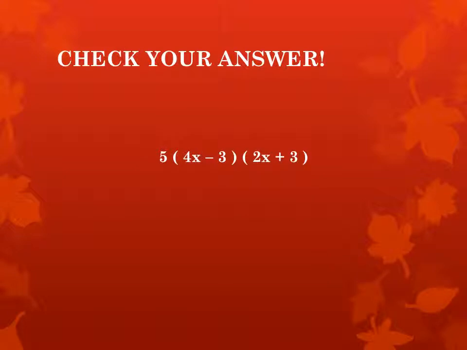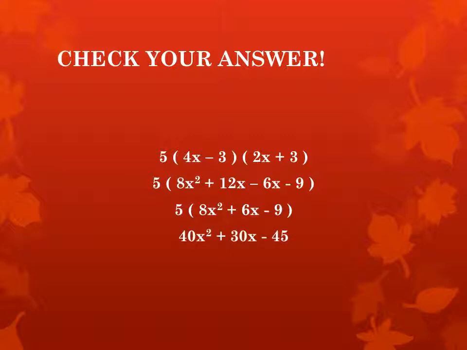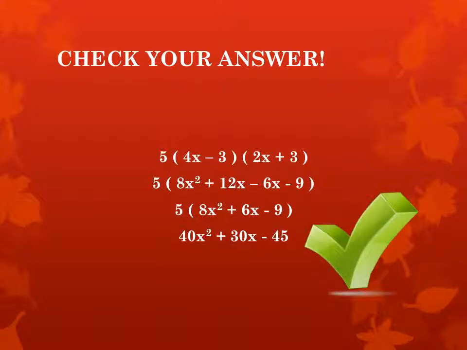Don't forget to check your work. So we begin with 5 times 4x minus 3 times 2x plus 3. Foiling out our equations, we get 5 times 8x squared plus 12x minus 6x minus 9. Simplifying further, we have 5 times 8x squared plus 6x minus 9. Distributing the 5 through the equation leaves us with 40x squared plus 30x minus 45. Our answer matches the original equation, so we know we did it correctly.